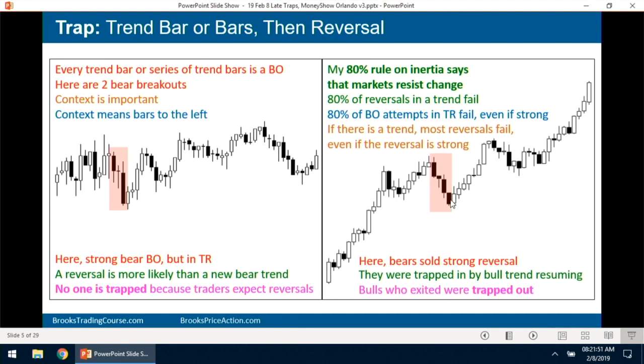And the key is, if you have a big sell-off, and you're thinking it might get a second leg down, but then you start to see bull bars, especially a bull bar closing near its high, it's probably a bear trap, and the bull trend will probably resume.